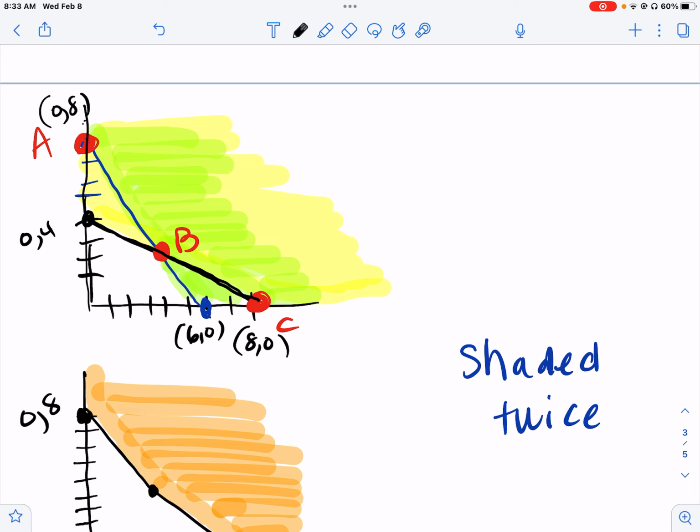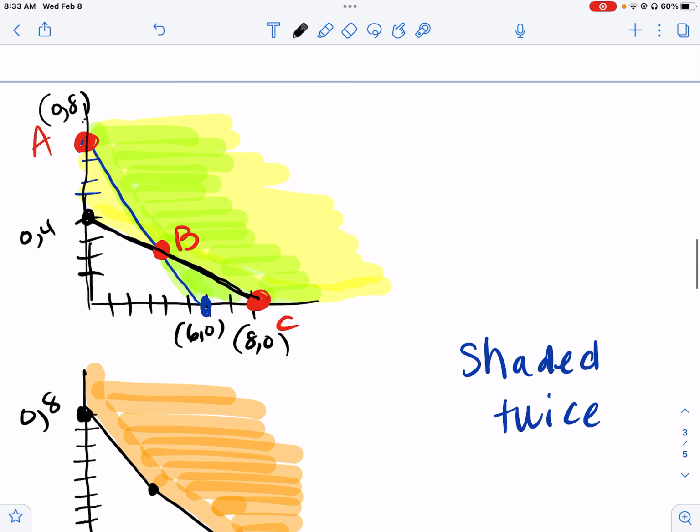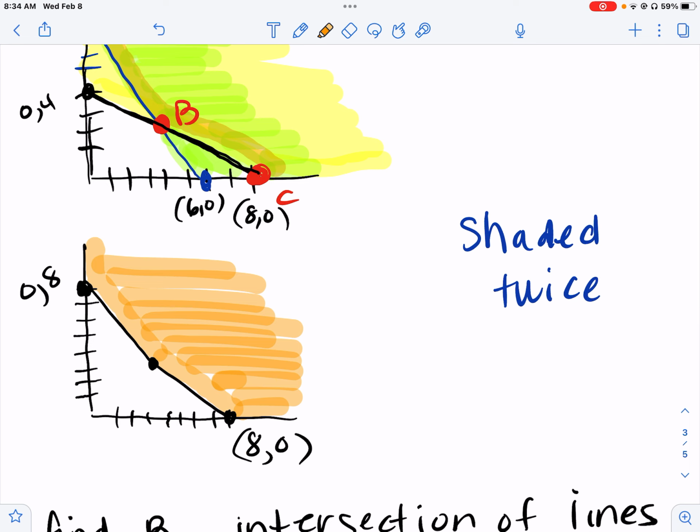Okay, so shade above, shade to the right, because the constraint said greater than. Okay, so you shade to the right. What got shaded twice? Okay, let's see what got shaded twice. This area right here was shaded in yellow and in green. Okay, so everything in this section right here.